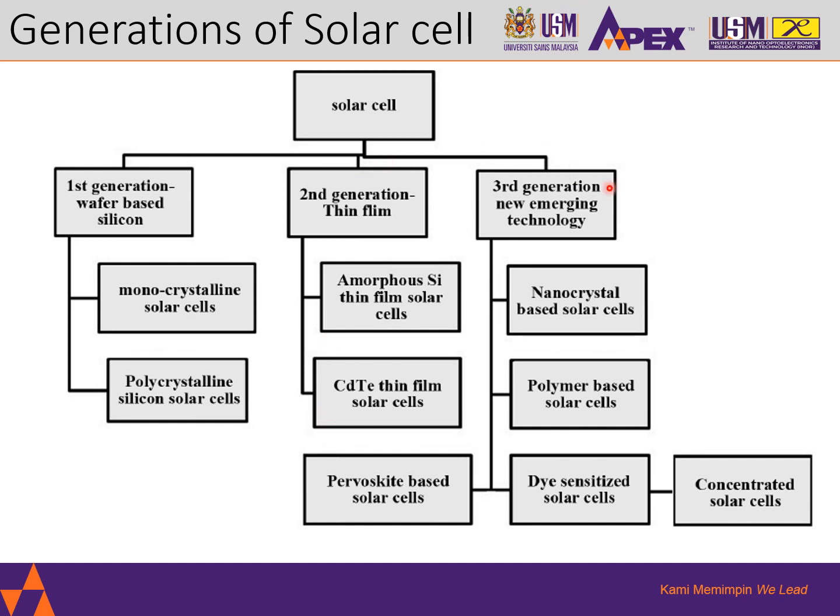And the third one is the new generation and the new emerging technology. Examples of this kind of technology involve nanocrystal-based solar cell, polymer-based solar cell, DSSC, perovskite solar cell, and also concentrated solar cell. We will learn this further in our next chapter.